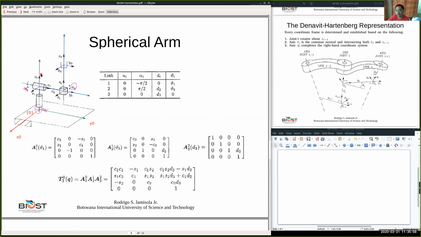So there's no other axis except this particular axis where both Z1 and Z0 intersect with each other. And so X1 has to pass through that point, as well as it has to be normal to those two axes. So that means X1 has to be in this direction. I mean, X1 has to lie in that line.